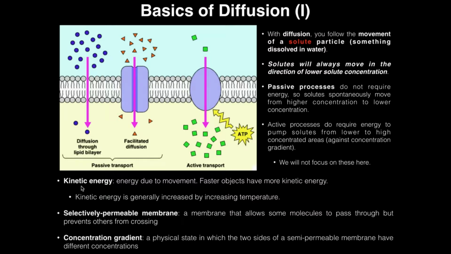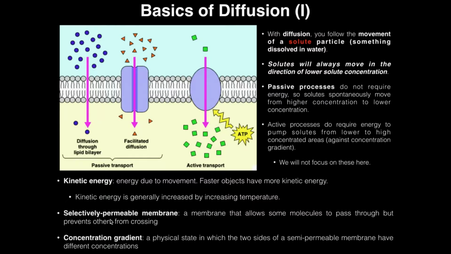First of all, we have the concept of kinetic energy. Every particle, every molecule on the biochemical level in the cell has motion. You really can never slow a molecule down to not moving at all. They're always moving, and the energy due to that movement is kinetic energy. Faster objects or particles have a greater amount of kinetic energy, and this kinetic energy can help them traverse the membrane, if they're allowed to, from one side of the membrane to the other.